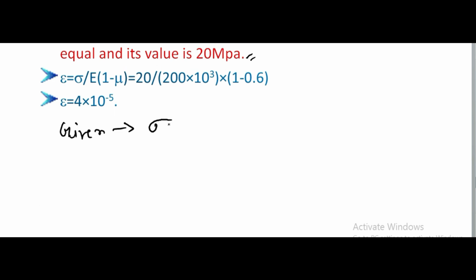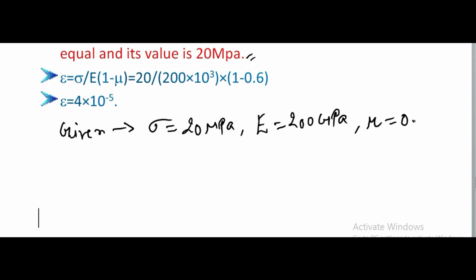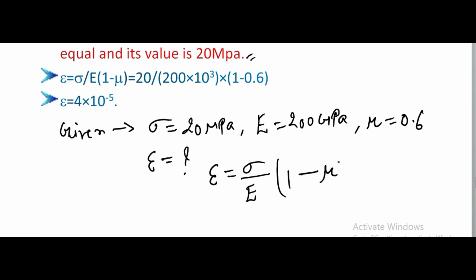So given, that is stress is given 20 megapascal, and then Young's modulus is given 200 gigapascal, and then mu is given 0.6. So we have to find a strain. Okay, so a strain is equal to, respect in Poisson's ratio, formula is stress by Young's modulus into 1 minus mu.